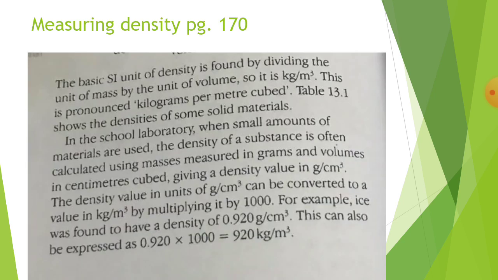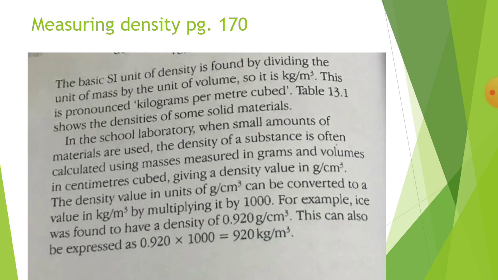The basic standard international unit of density is found by dividing the unit of mass by the unit of volume. So it is kilogram per meter cubed. Table 13.1 shows the densities of some solid materials. In school laboratories, when smaller amounts of materials are used, the density of a substance is often calculated using masses measured in grams and volumes in centimeter cubed, giving a density value in grams per centimeter cubed.